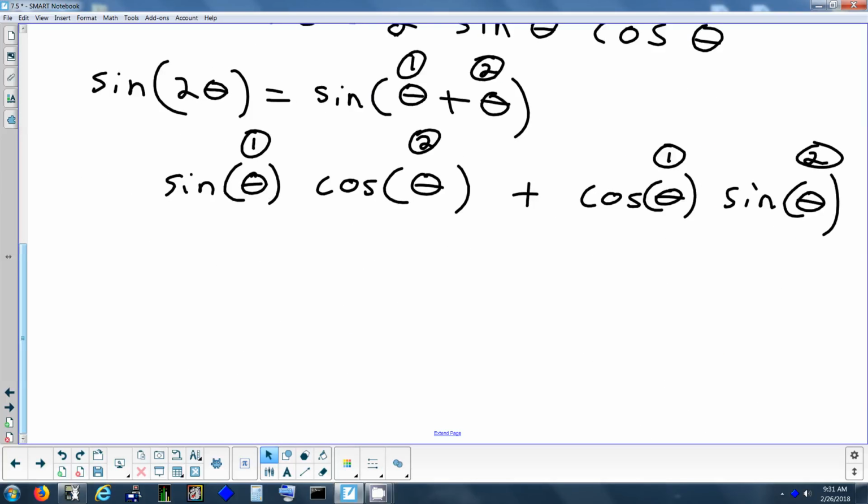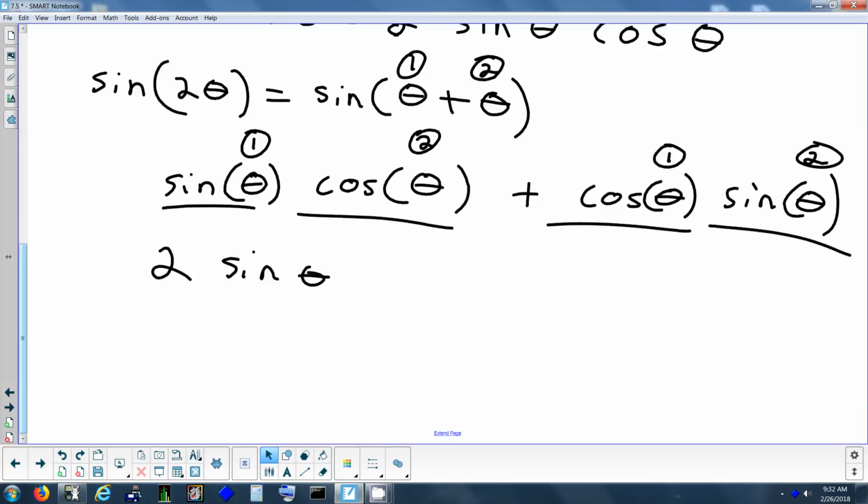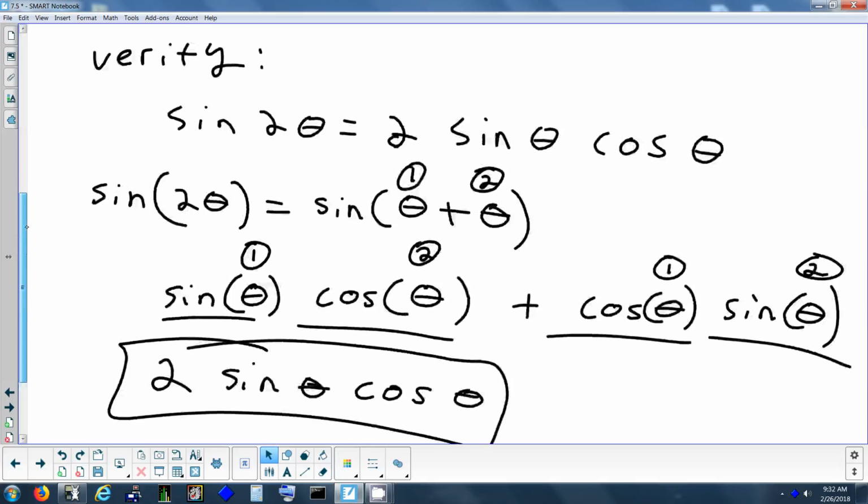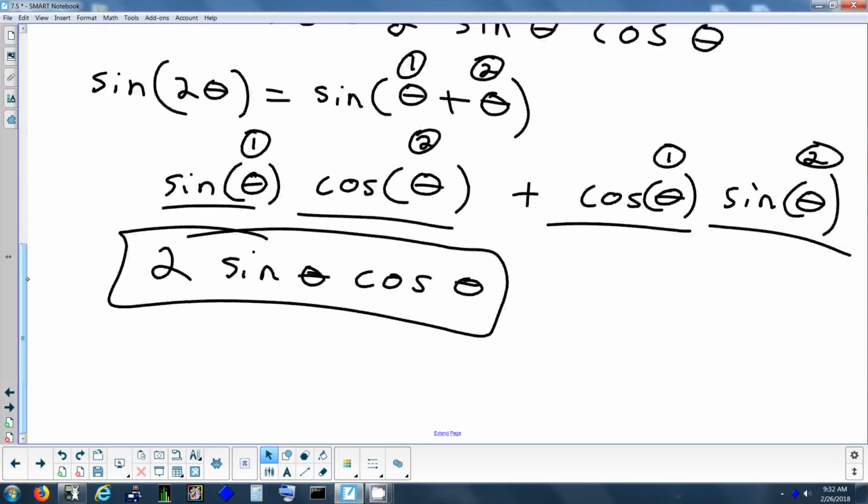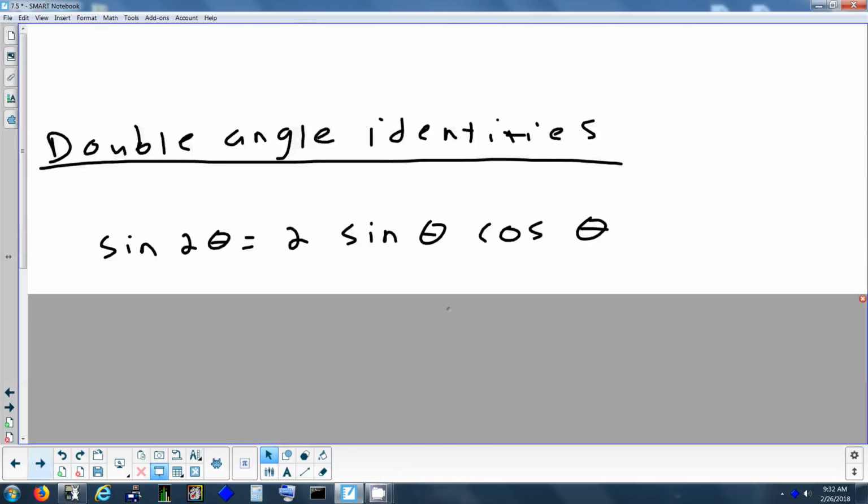What's the difference between sine times cosine or cosine times sine? Yeah? They're the same. It's like doing x times y plus y times x. It's the same thing. So you have a sine times a cosine. You have another sine times a cosine. So you have 2 of the sine times cosines. And that's the proof of why sine 2 theta is the same as 2 sine cosine. And that's called a double angle identity.